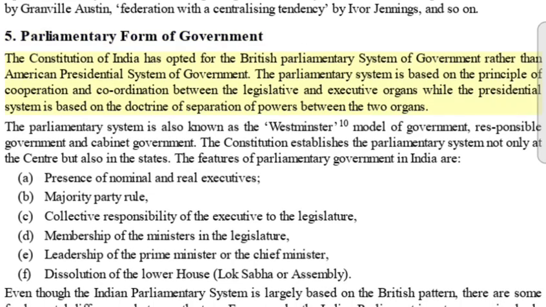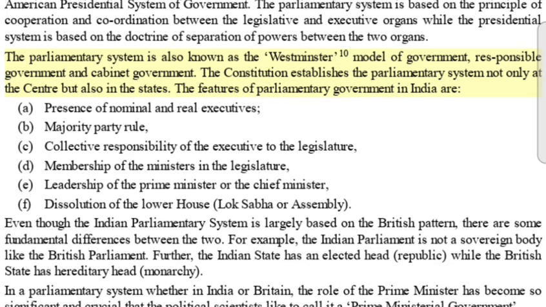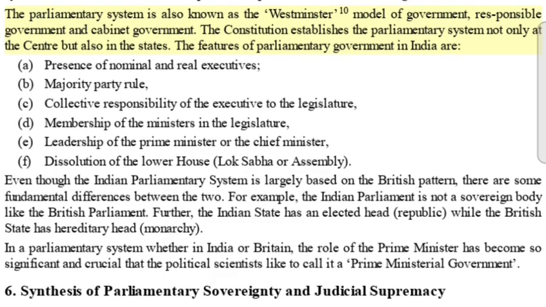5. Parliamentary form of government. The Constitution of India has opted for the British parliamentary system of government rather than the American presidential system of government. The parliamentary system is based on the principle of cooperation and coordination between the legislative and executive organs, while the presidential system is based on the doctrine of separation of powers between the two organs. The parliamentary system is also known as the Westminster model of government, responsible government and cabinet government. The Constitution establishes the parliamentary system not only at the center but also in the states.